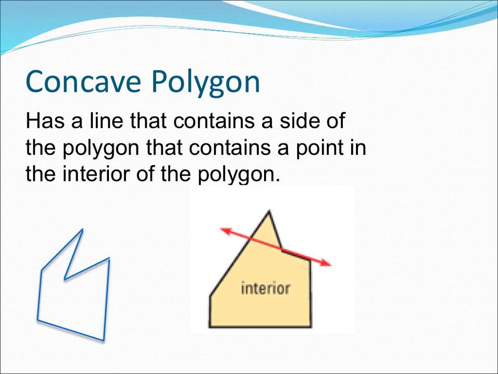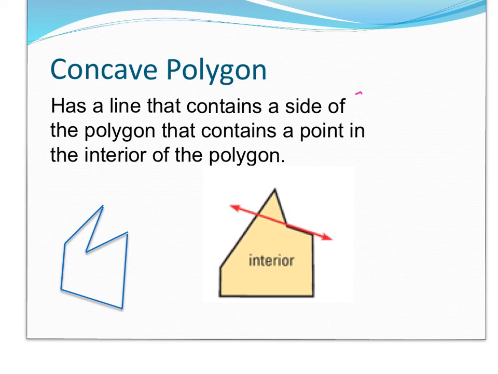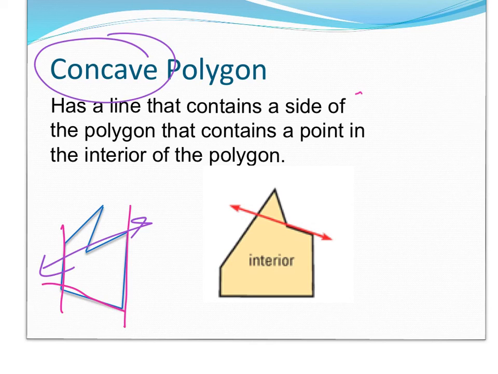So that non-convex is called concave, okay? Concave has a line that contains a side of the polygon that contains a point in the interior of the polygon. So if I were to extend the sides, and it doesn't have to be all of them, like this one would not go into the interior, this one would not, this one would not, but this one does. So if it would cross into the interior, then it's called concave. If you think about it, it looks like a little piece of it has caved in, right? Like if that was a little house, it looks like the little roof is caved in, something like that, okay?